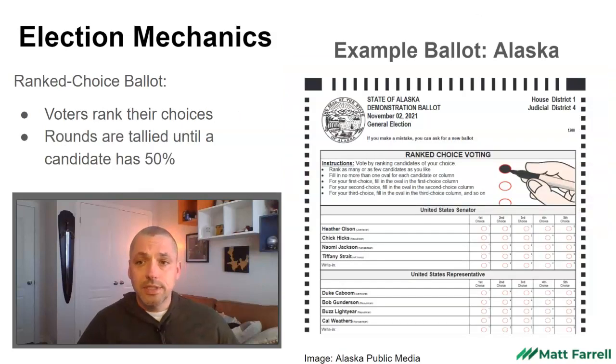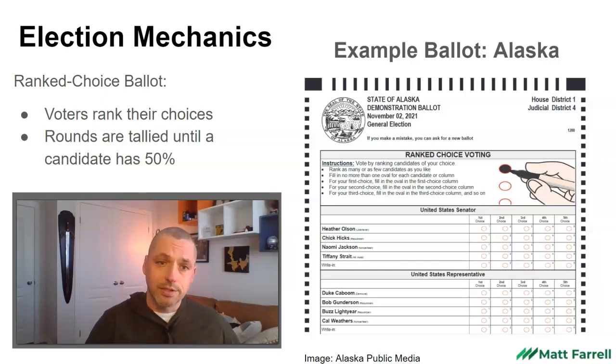Now, different systems will also have different ballot requirements. This is an example of a ranked choice ballot that's in use in Alaska in the United States. And how this works is that voters rank their choices. And again, this can be done with varying degrees of complexity. Some voters might require some education, but you don't just pick one option, you have to rank your choices. And how that works is that through different rounds of elimination, the votes will be tallied until one candidate has reached 50%.